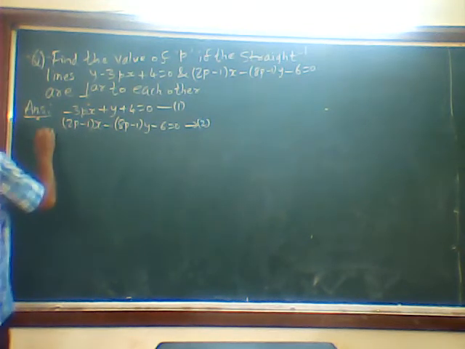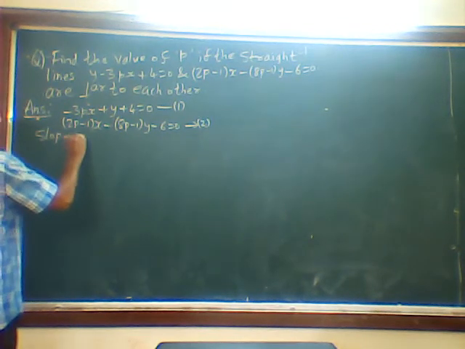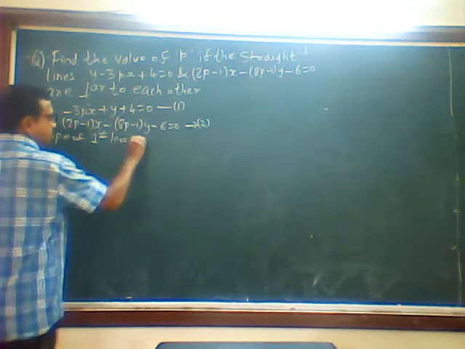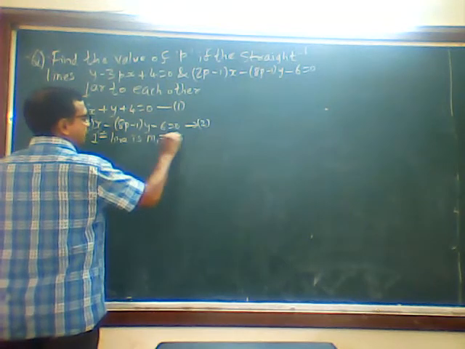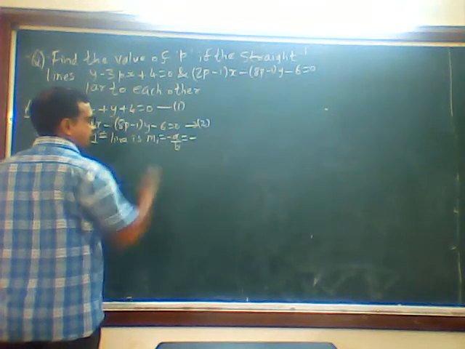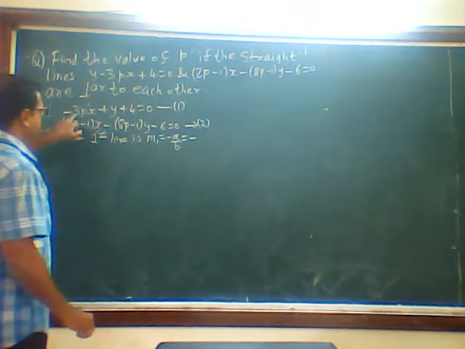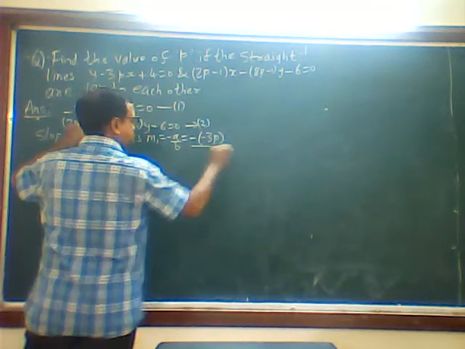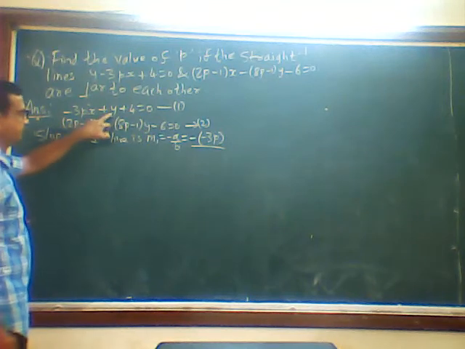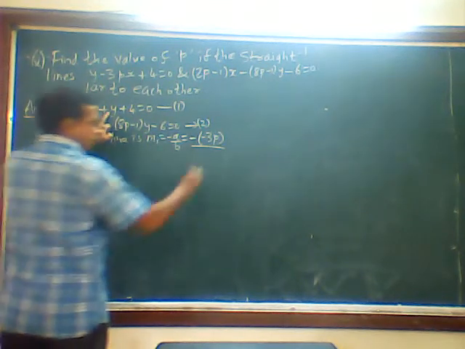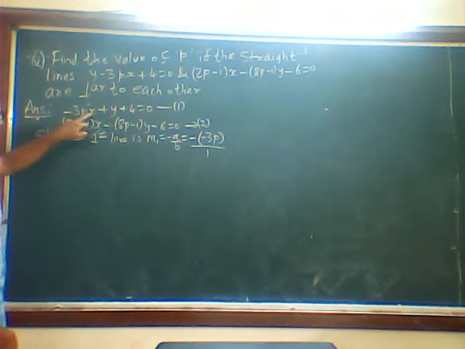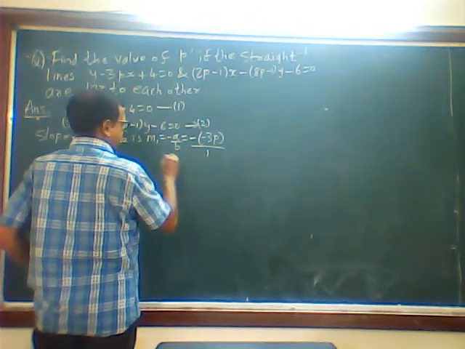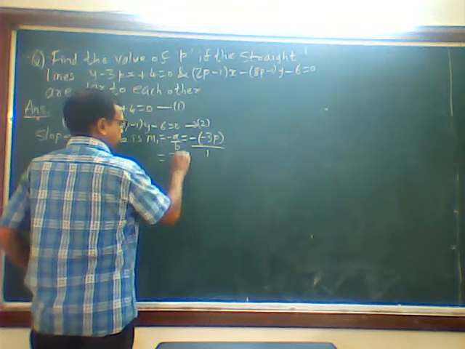Then slope of the first line is m1 is equal to minus a upon b, is equal to minus, what is a here? Minus 3p, put in the bracket, divided by b, the coefficient of y, which is 1. The coefficient of x was minus 3p. So this minus will become 3p.